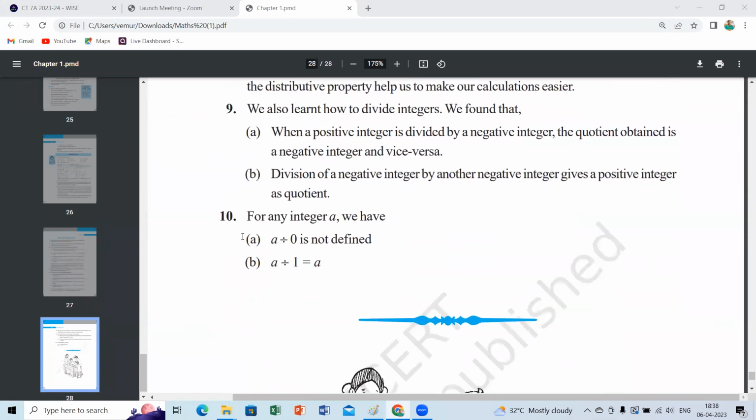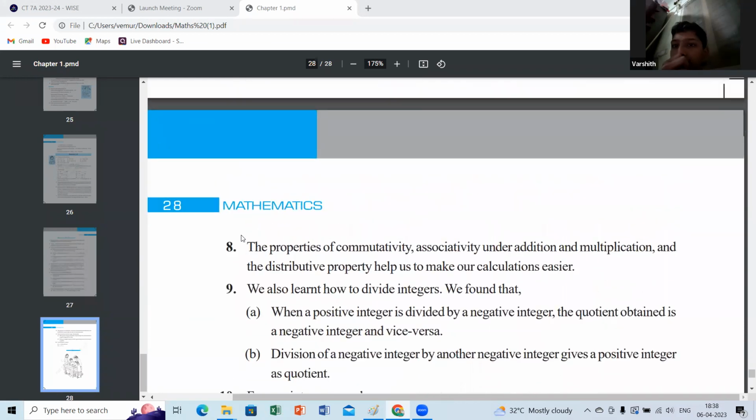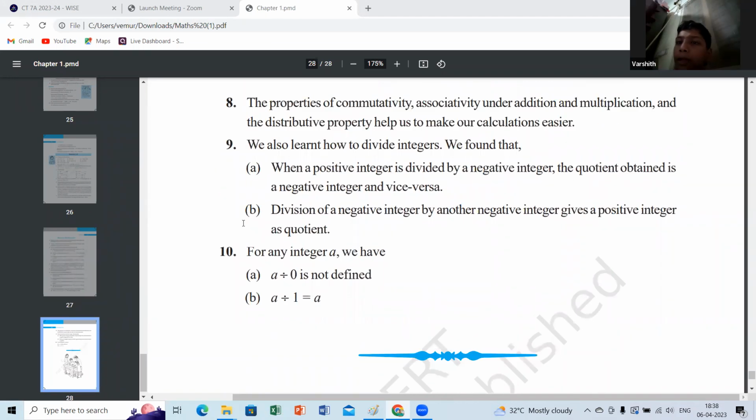Varshit, please, points 8, 9, 10. Okay, ma'am. The properties of commutative, associative, under addition and multiplication, and the distributive property help us to make our calculation easier. Ninth point, we also learn how to divide integers. We found that when a positive integer is divided by a negative integer, the quotient obtained is a negative integer and vice versa.